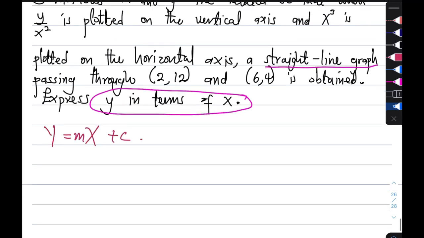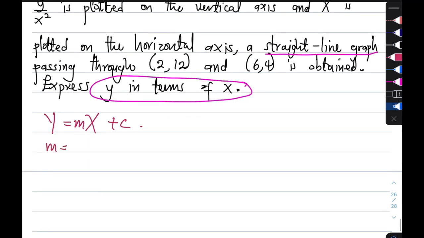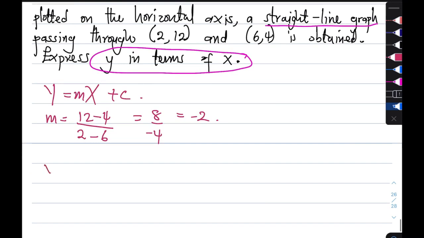Okay, now we need to find the gradient, but we have 2 points here, so we can just do (12 minus 4) over (2 minus 6). That will give us 8 over negative 4 equals negative 2. Okay, so we found the gradient. So that means we have y is equal to negative 2x plus c.